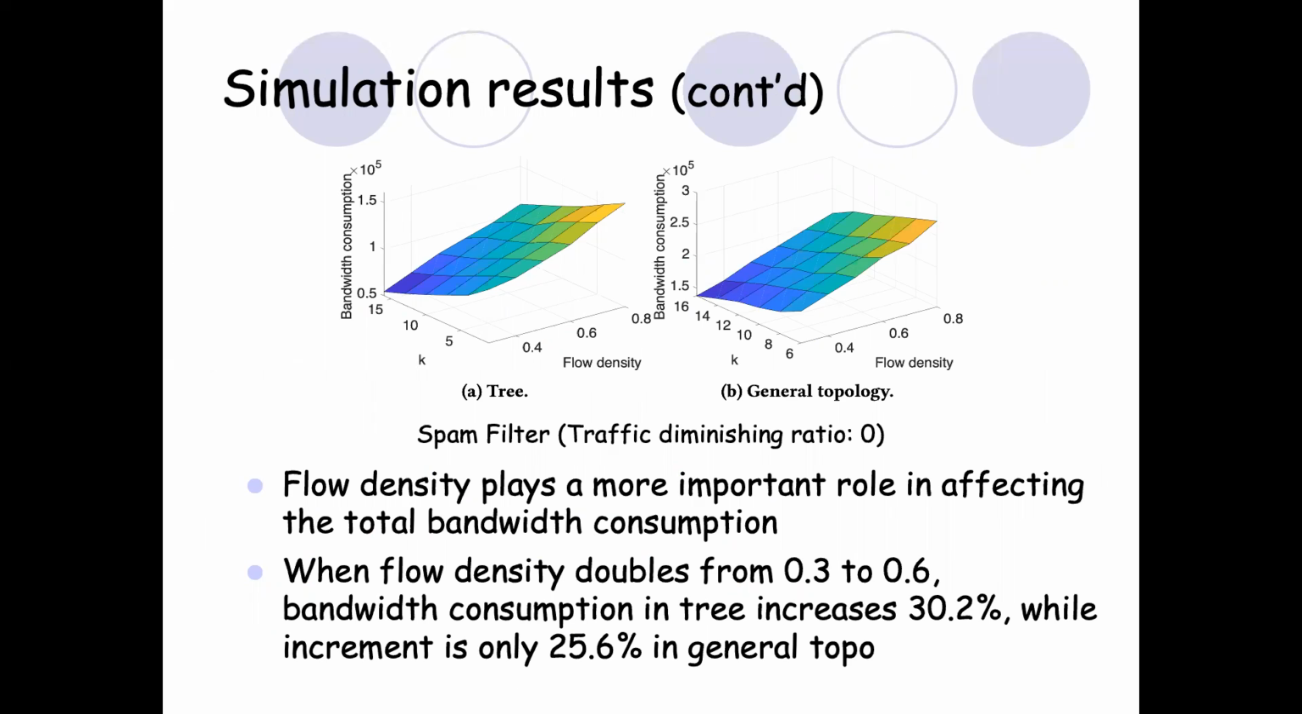Here we also do an extra simulation on the spam filter, which has a traffic diminishing ratio of 0. We show that the flow density plays a more important role in affecting the total bandwidth consumption than K. When the flow density doubles from 0.3 to 0.6, the bandwidth consumption in trees increases more than 30%, while the increment is only 25.6% in the general topology.